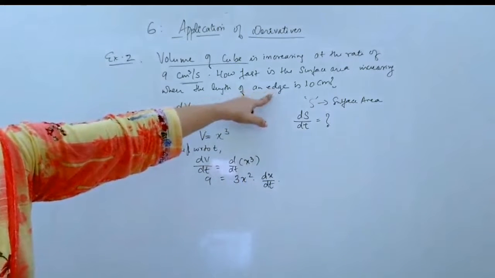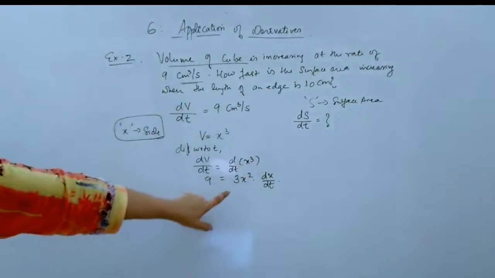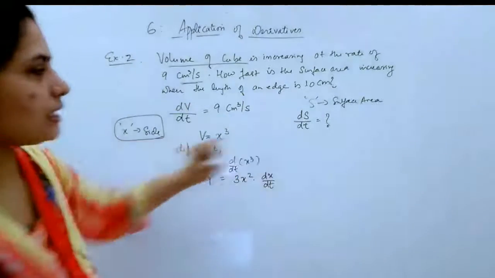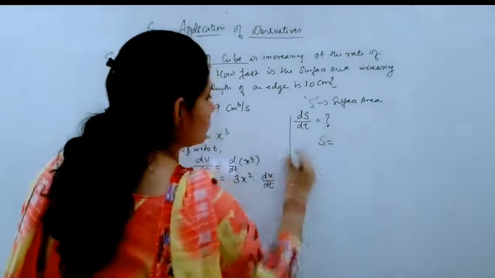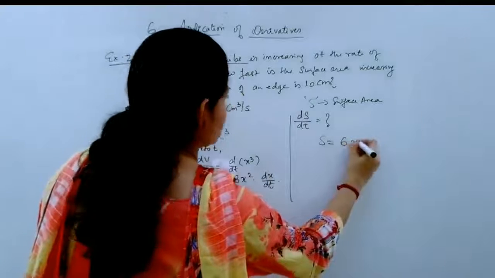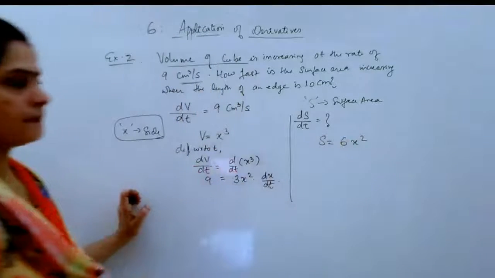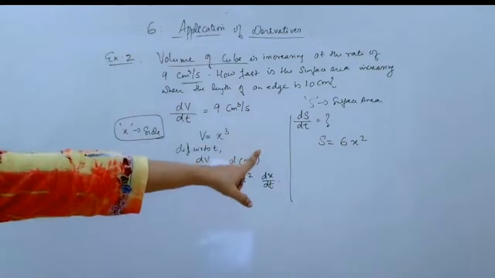So we have to find the value of dx by dt. For dS by dt, again we have S equal to, what is S? If it is x, it is 6x square, right? That is S, and you need dS by dt.